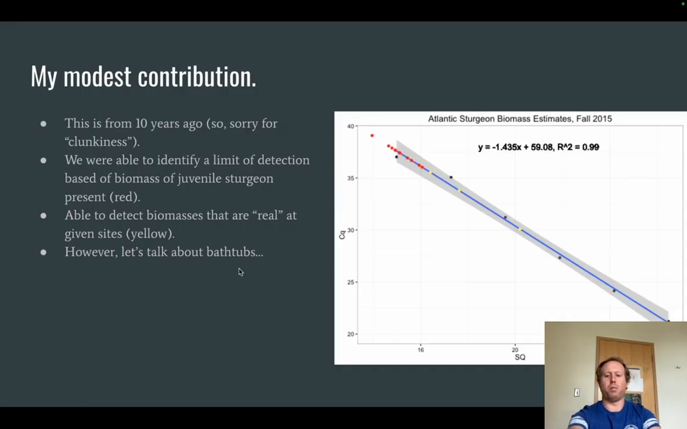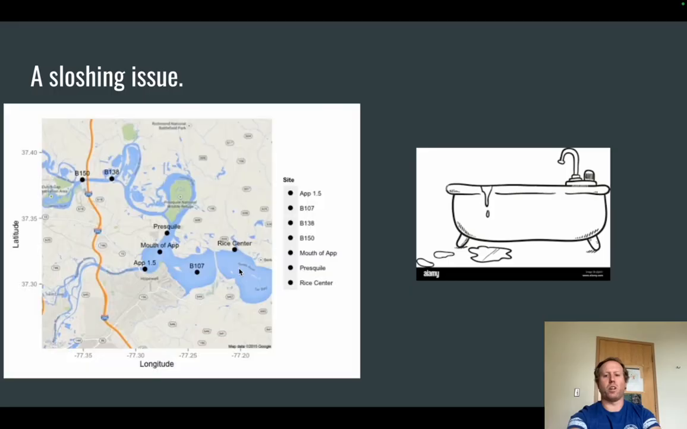Let's talk about bathtubs. So we have a sloshing issue. You probably noticed at this point, too, that the James River is becoming far wider out here. And if you remember all my commentary on methodological questions of environmental DNA, I ran into a huge one here. To my knowledge at the time, this was one of the biggest rivers that anybody had worked in for environmental DNA. It's 7th order, it's tidal, and the salt wedge is pretty close to the Rice Center. It's brackish. So we have multiple problems going on here.